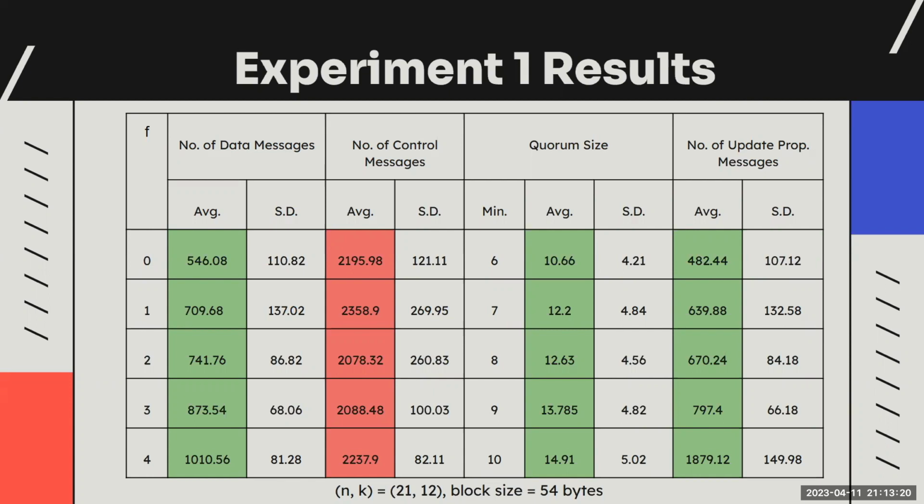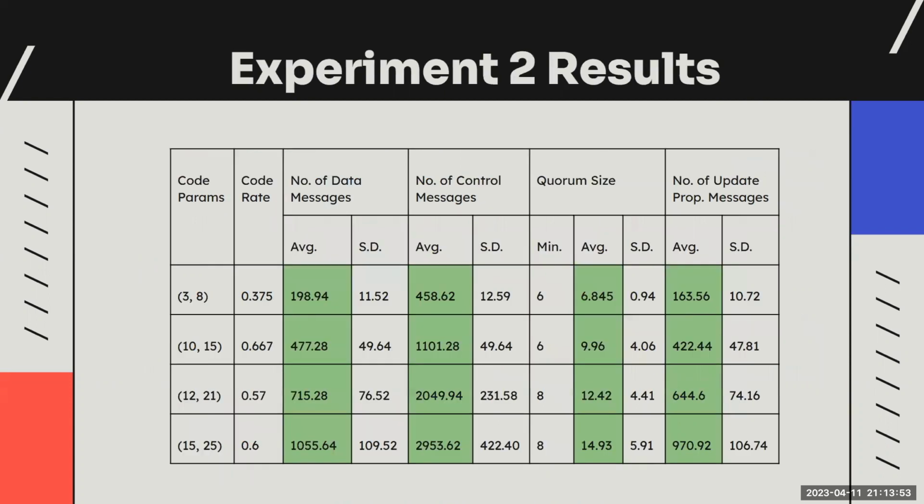Firstly, the columns highlighted in green here demonstrate that as the number of failures increases, the average number of data messages, average quorum size, and average number of update propagation messages also increase. This is expected since the quorum size increases linearly with the number of failures. The number of data messages and update propagation messages are heavily dependent on quorum size. Also note that the number of control messages do not have any direct correlation with the number of failures, since the number of control messages involved is highly dependent on the lock-in mechanism, which can cause a random number of messages to be transmitted in the system.